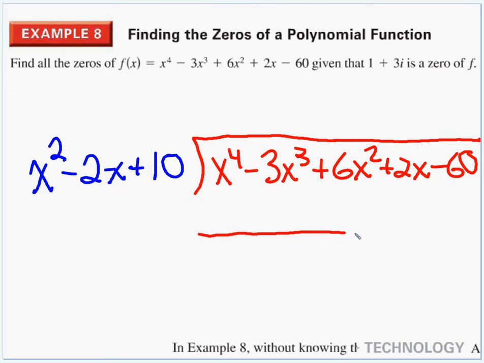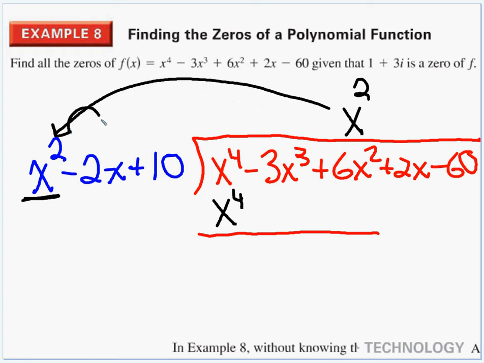Okay, I got three terms to get rid of. I want to get rid of this x to the fourth, so I am going to want an x to the fourth right under it. I'm multiplying an x squared, so what times x squared is x to the fourth? That's got to be x squared. And now we distribute x squared to this x squared, and then to the 2x, and then to the 10.